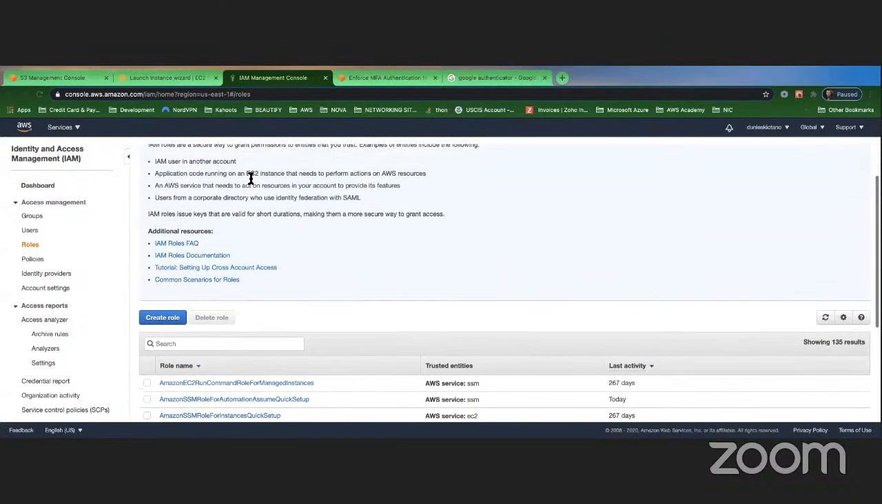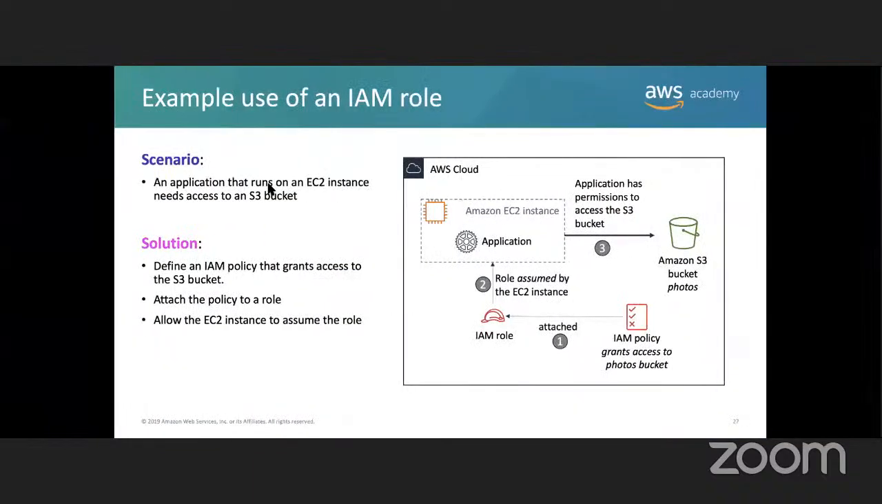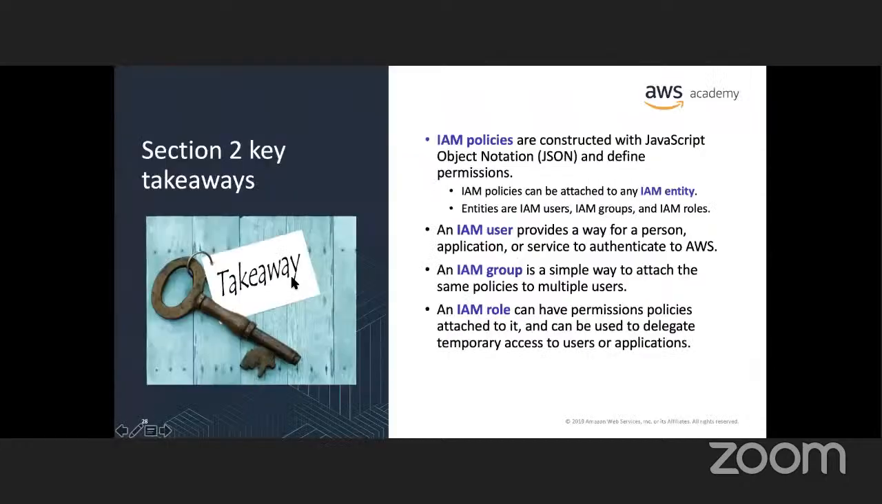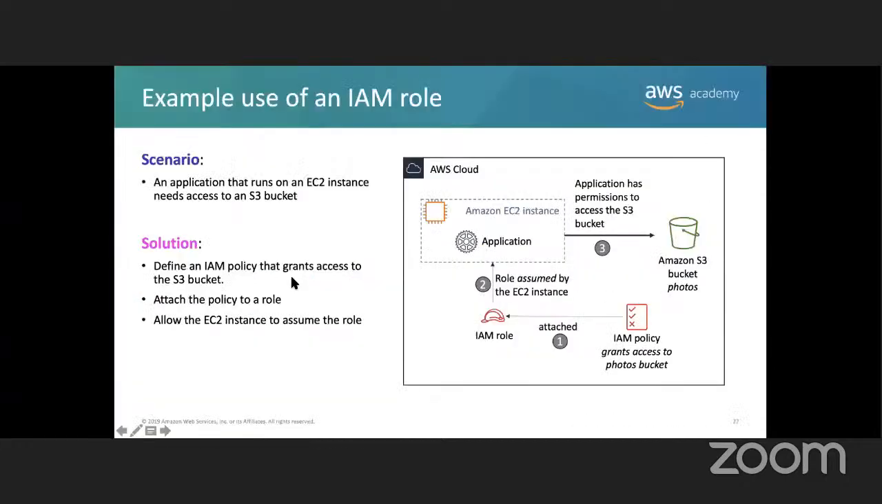Okay, so AWS is very organized when it comes to setting up things. So you define the IAM policy first. You attach the policy to a role and allow the EC2 instance to assume the role. That is exactly what I just did. Okay. Do you guys understand what I did? Can you just repeat? Okay.